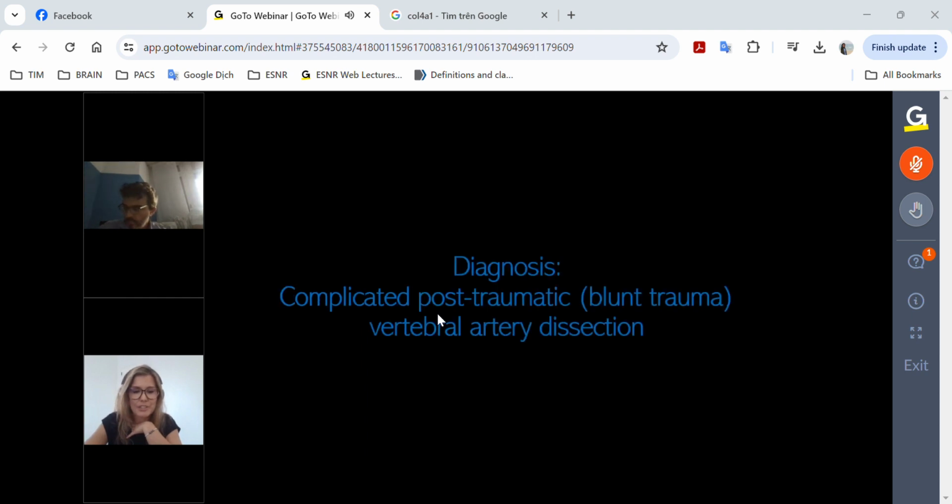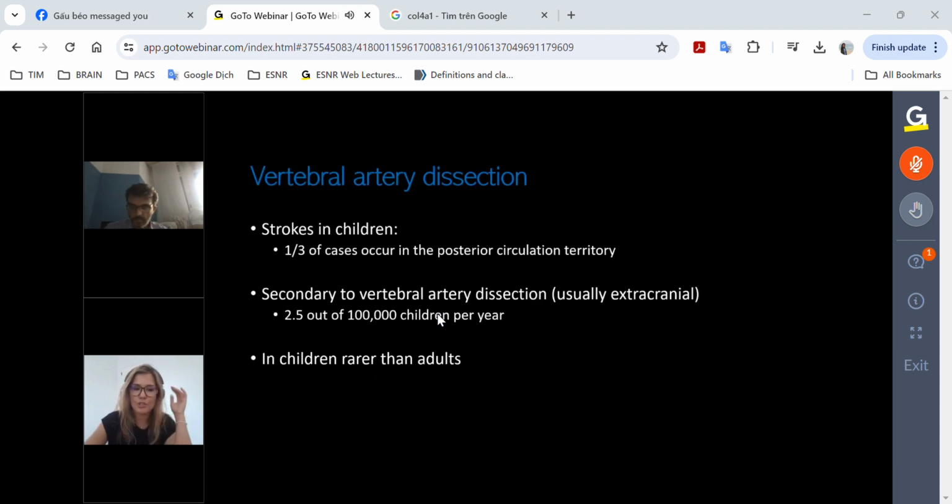So what is the diagnosis? It's a complicated post-traumatic vertebral artery dissection, with a blunt trauma, in a 13-year-old child. Strokes in children occur in the posterior circulation in 30% of the cases, but when it's secondary to vertebral artery dissection, it's actually very rare. And here is a traumatic one.